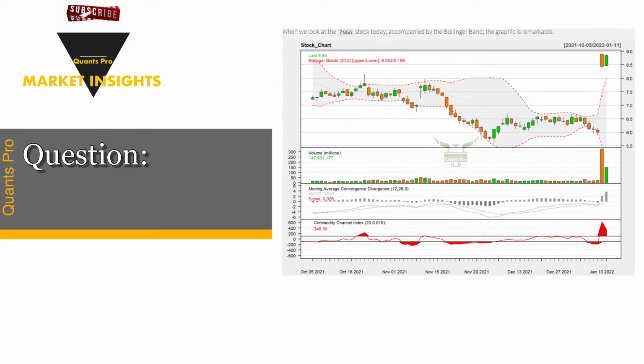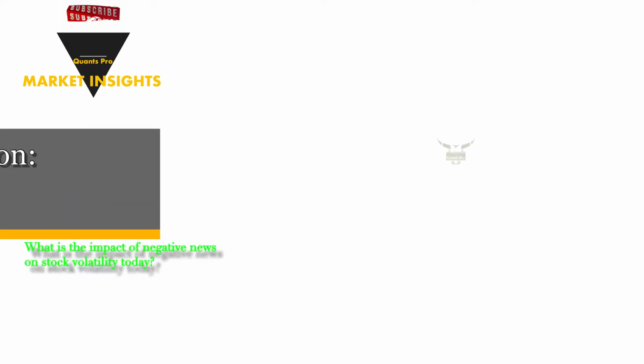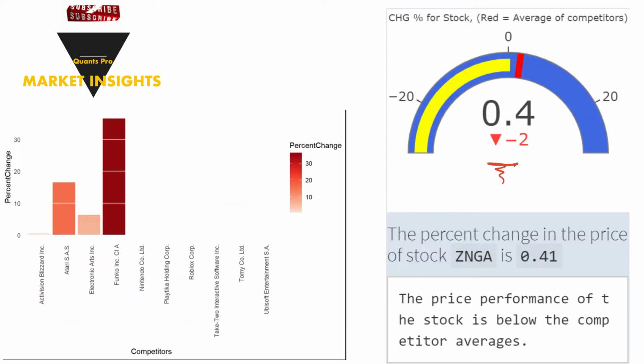The questions we are trying to answer are: how is the price performance of the stock compared to its competitors today? Have stock returns hit extremes in the past? What is the impact of negative news on stock volatility today? Analytical answers to these questions can help minimize future risks. First, let's talk about the price change compared to competitors.